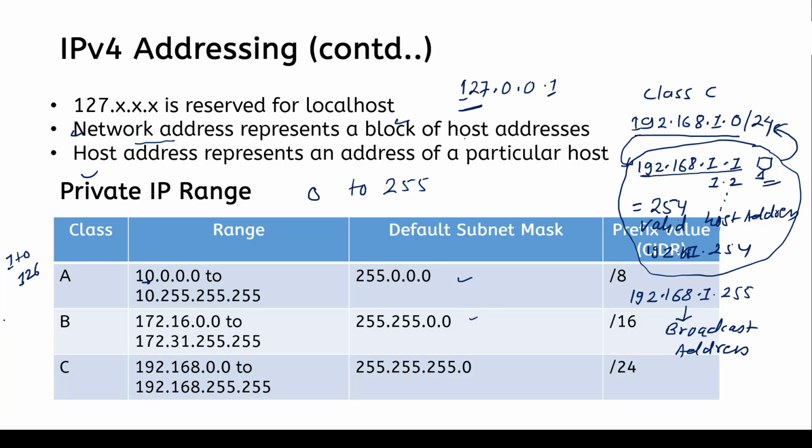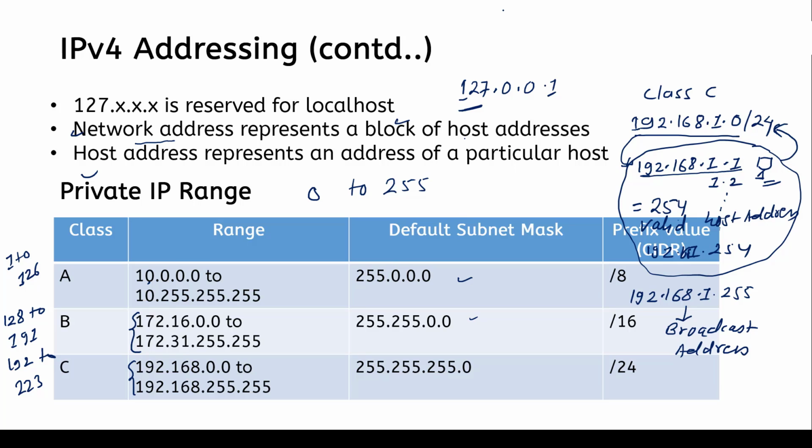The class B IP address range is from 128 to 191, out of which this range is reserved for private IP address, and the class C overall IP address range is from 192 to 223. From this range, 192.168.0.0 to 192.168.255.255 is reserved for private IP addresses. We will discuss the difference of private IP addresses and public IP addresses later in the video. For now, just remember and know that these ranges are reserved for private purpose or for private IP addresses.